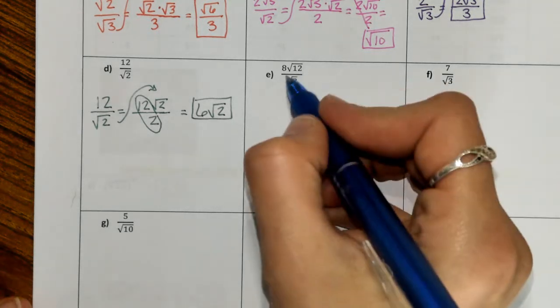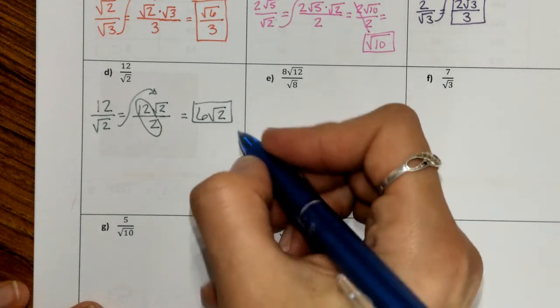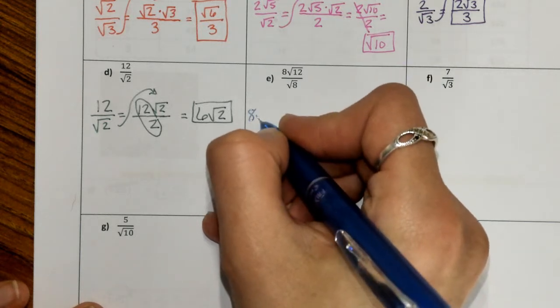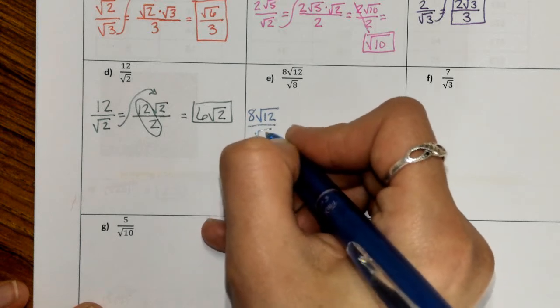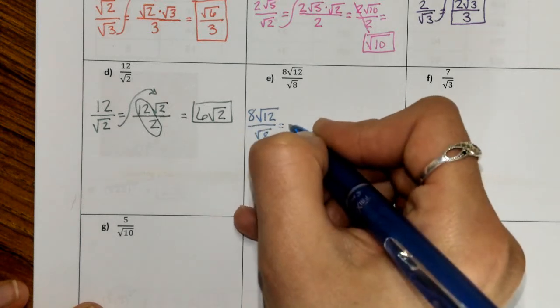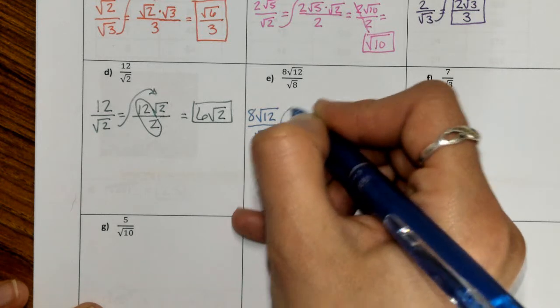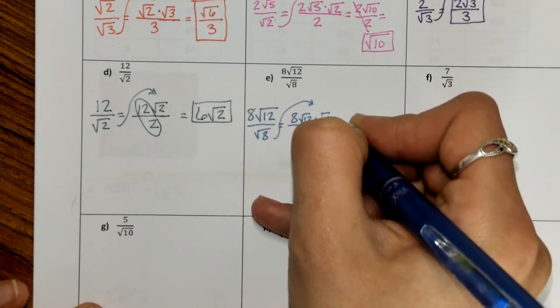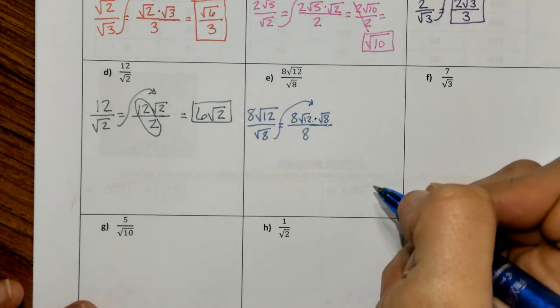Next, let's take a look at 8 square root of 12 over square root of 8. So here, I'm going to rewrite it. This one is going to be a little bit of work, so I'm going to write it way over here. 8 square root of 12 over the square root of 8. I'm going to go ahead and leave that 8 square root of 12 up here. I'm going to shove that square root of 8 up to the top, and I'm going to leave the 8 by itself on the bottom.